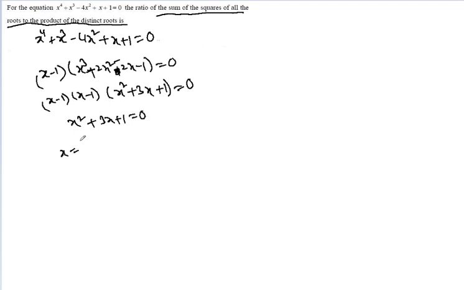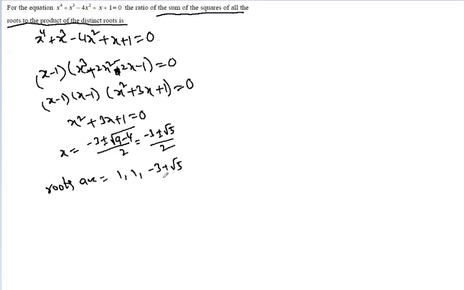Applying x equals minus b plus or minus under root of b square minus 4ac by 2a, that is minus 3 plus or minus root of 9 minus 4 by 2, that is minus 3 plus or minus root 5 by 2. Therefore the roots are 1, 1, minus 3 plus root 5 by 2, minus 3 minus root 5 by 2.